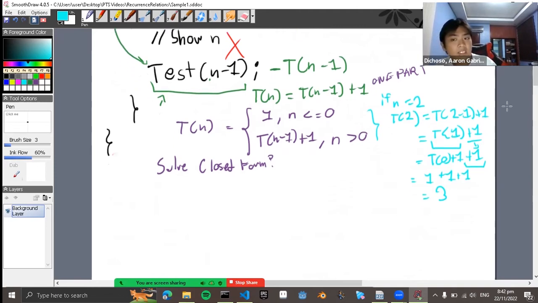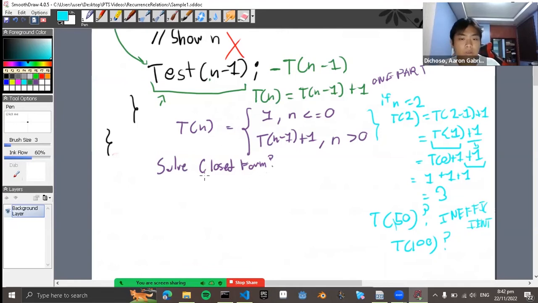Now this is easy and all, tracing this. However, what if we would do t of 50? Then you would need to write it out 50 times. T of 100, you would need to do 100 times. And that's just inefficient, diba? We don't want to do that. Instead, it's way better if we would just use the closed form, input the n there, and get it over with.